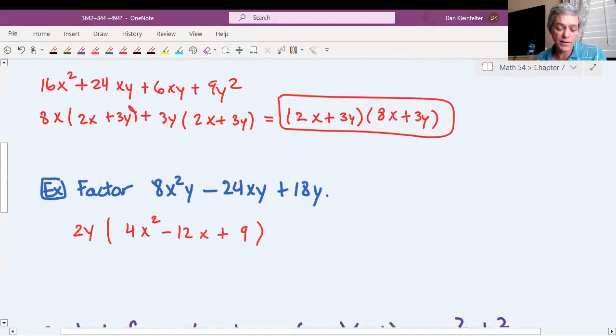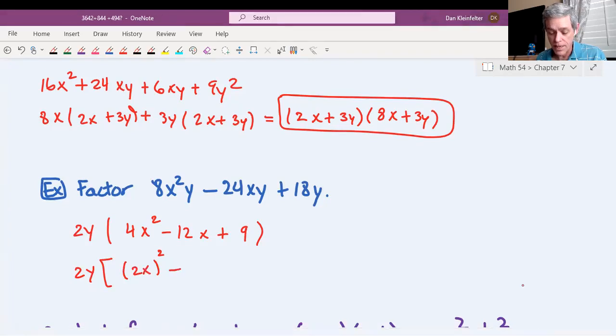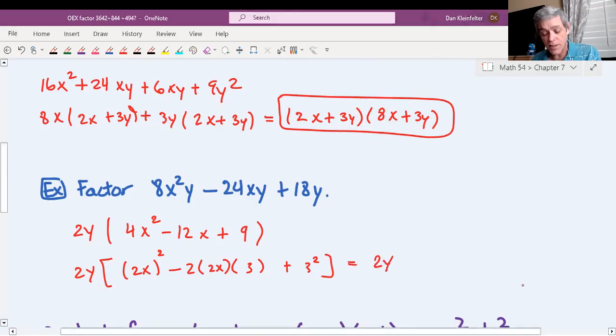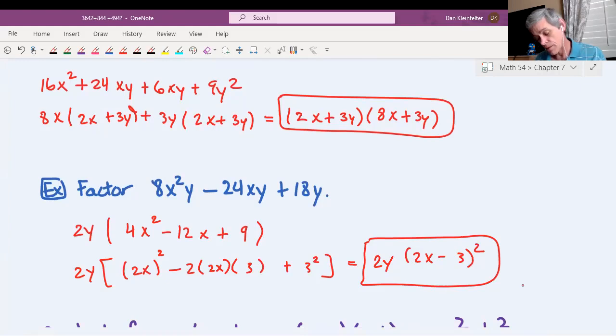All right, so now that's starting to look like a perfect square because of the 4x squared and the 9 both being perfect squares. So 4x squared will be 2x squared, and the 9 in the back will be 3 squared. So 12x needs to be 2 times 2x times 3. Let's check and see if it is. 2 times 2x is 4x. 4x times 3 is 12x. So sure enough, that fits the pattern. Don't forget the 2y that's out front. And then we'll have 2x minus 3 squared. And that will do it.